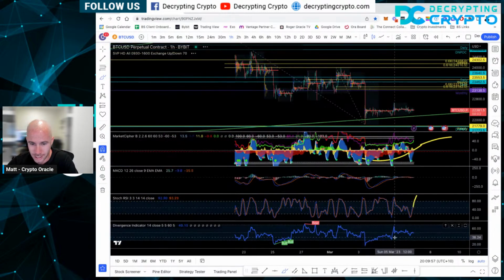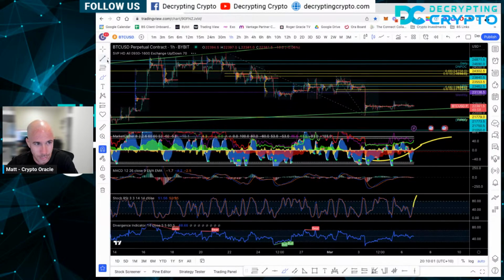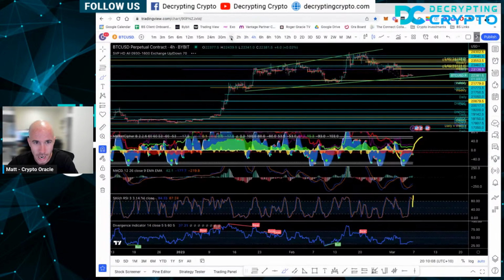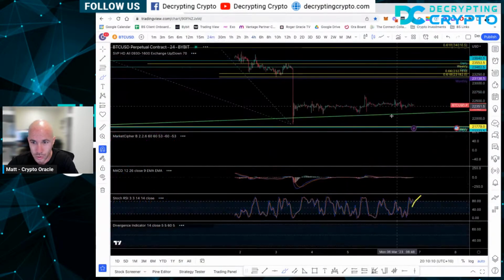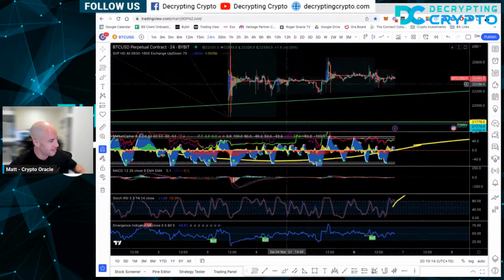But we can see on the divergence indicator, the new indicator that I've been using, we haven't had a bull signal on the 1 hour or the 4 hour. So probably one more swing of the lows, so I can see us.